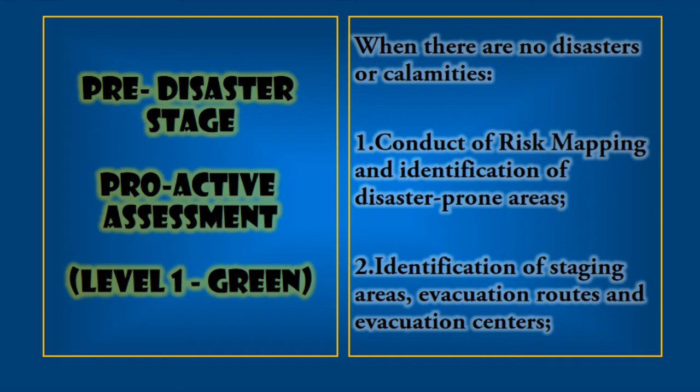So in order for us to create or to predict something. So if we see that there is a risk, then that's the time we could create a plan, okay? Preventive measure with that. Okay? And then on number 2, identification of staging areas, okay? Determination of evacuation routes and evacuation centers. This is very important. Okay?